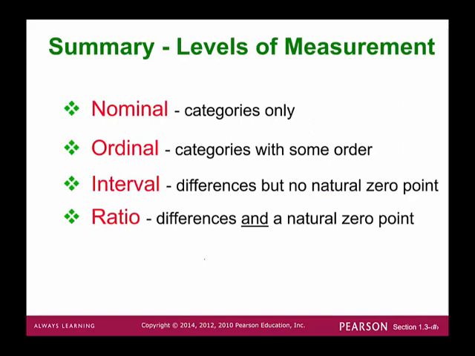And this is a summary of what we talked about: level of measurement. Nominal level is categories only. Ordinal level is categories with some order. Interval level has differences, but no starting point, no zero starting point. Ratio level has differences and a starting point.